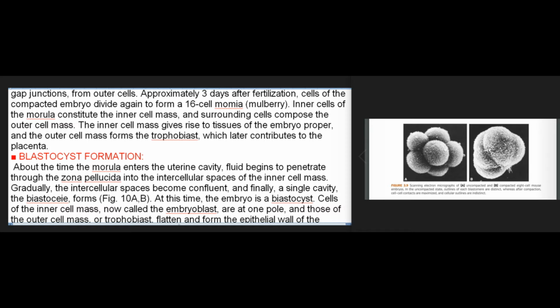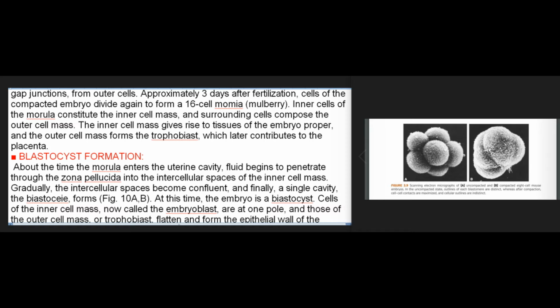Approximately 3 days after fertilization, cells of the compacted embryo divide again to form a 16-cell morula, mulberry. Inner cells of the morula constitute the inner cell mass, and surrounding cells compose the outer cell mass. The inner cell mass gives rise to tissues of the embryo proper, and the outer cell mass forms the trophoblast, which later contributes to the placenta.